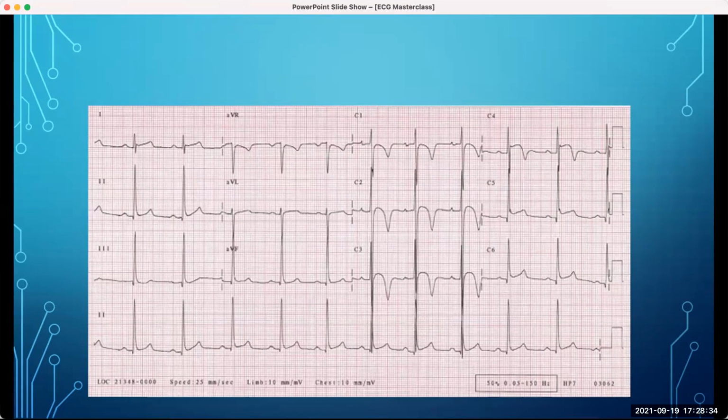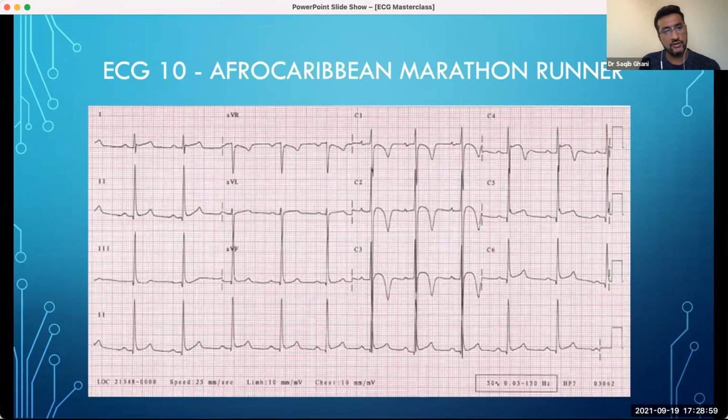What's the most marked abnormality on the ECG here? T-wave inversion in V2 and V3. Yes, a bit of ST elevation as well. ST elevation and deep T-wave inversion. Quite an abnormal-looking ECG. I can tell you, I gave a copy of this ECG to this athlete and I said, keep it with you because somebody might mistakenly thrombolyse you. This is an Afro-Caribbean marathon runner who runs marathons for Team GB. This is a resting ECG of a healthy individual at the peak of his athletic career.